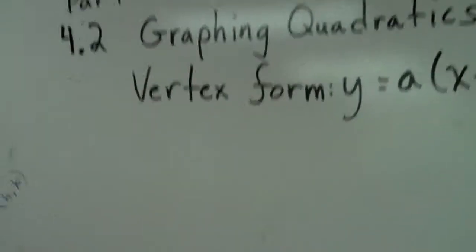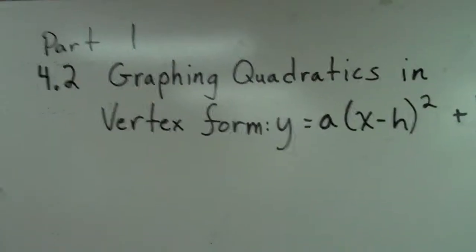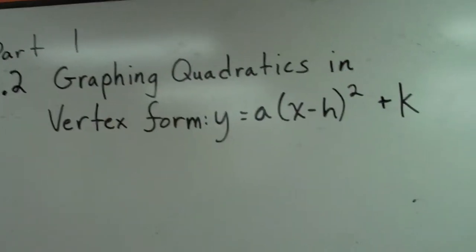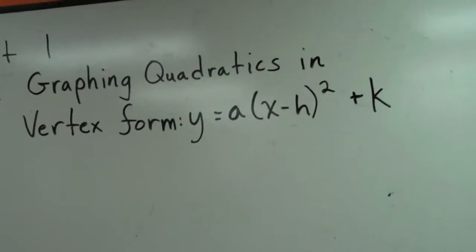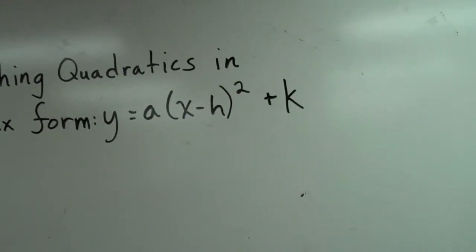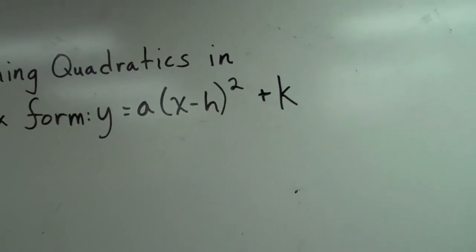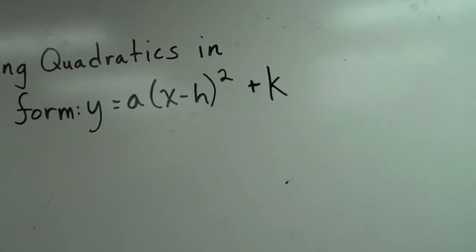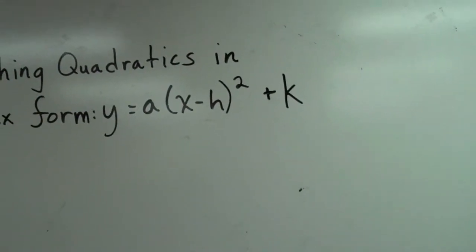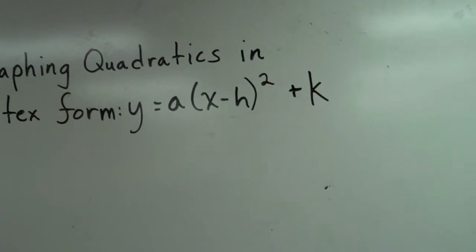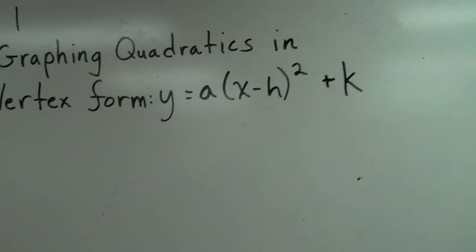Good morning. This will be 4.2 Graphing Quadratics in Part 1, Vertex form. Now this is when your equation looks like this. This is the form of it: y equals some number, a, times the quantity x minus some number h squared plus k. Now that looks and sounds very complicated. But let's look at an example.